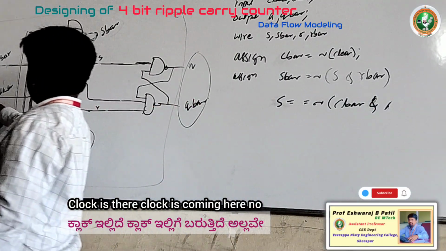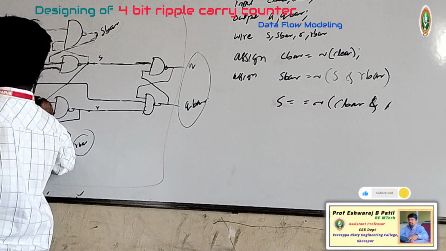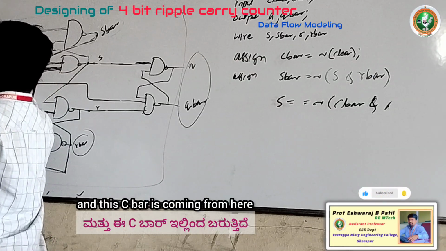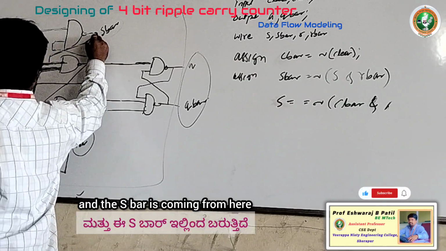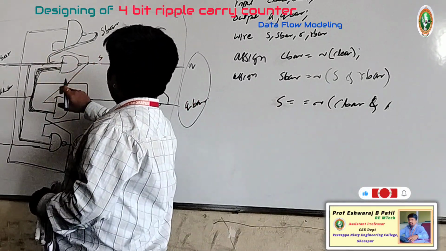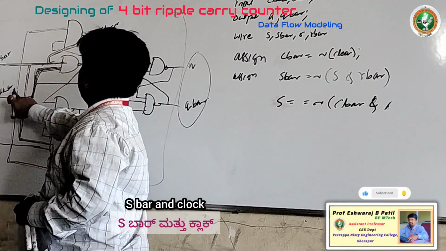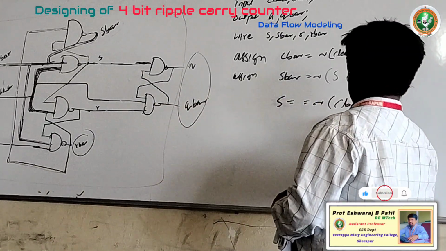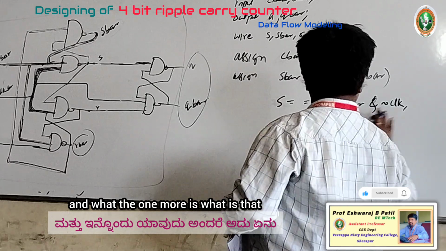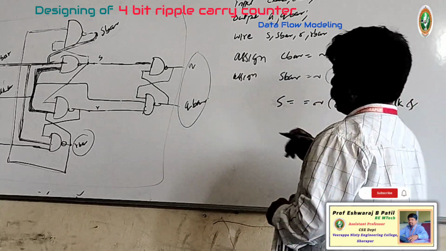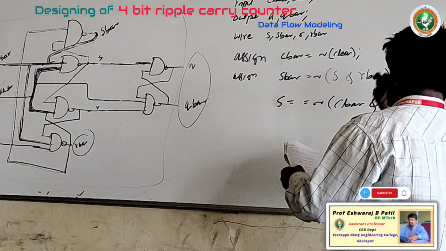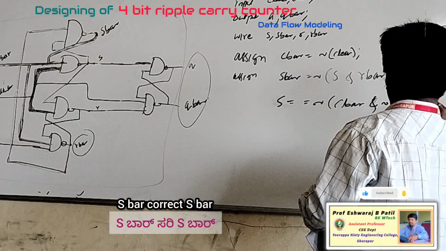Clock is there. Clock is coming here, no? The C bar is coming from here, and the S bar is coming from here. Three inputs are there for this NAND gate: C bar, S bar and clock. Okay, correct.